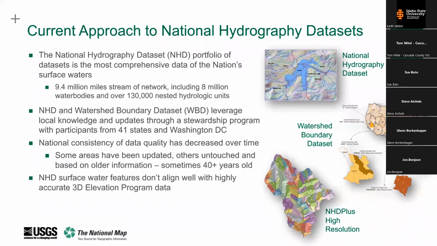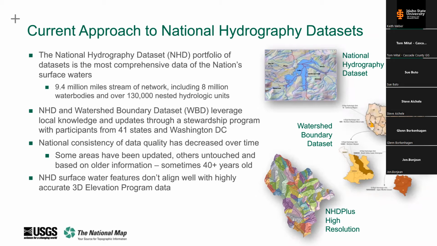Next slide. So our current approach to our national hydrography data sets has a long history. The data sets that we're talking about as our current data are the National Hydrography Data Set, the Watershed Boundary Data Set, and the NHD Plus High Resolution. And these data sets combined are arguably the most comprehensive data depicting the nation's surface waters. And the NHD and the WBD have long leveraged local knowledge and direct updates to our data through a stewardship program with participants from 41 states and Washington, D.C.